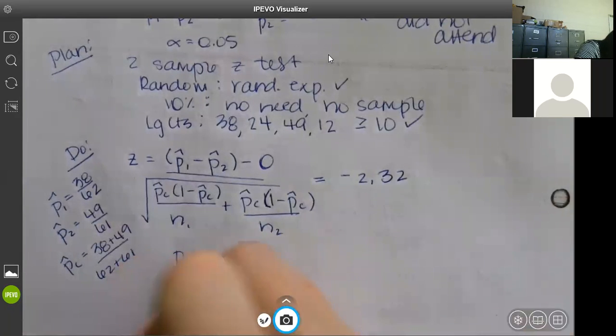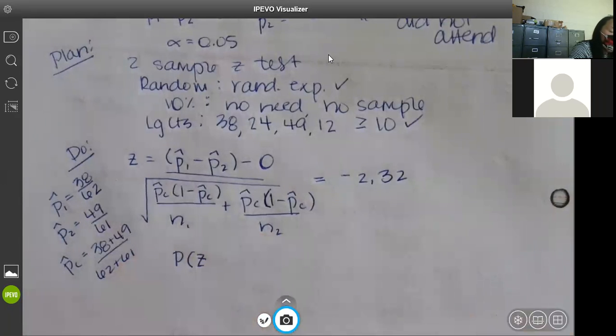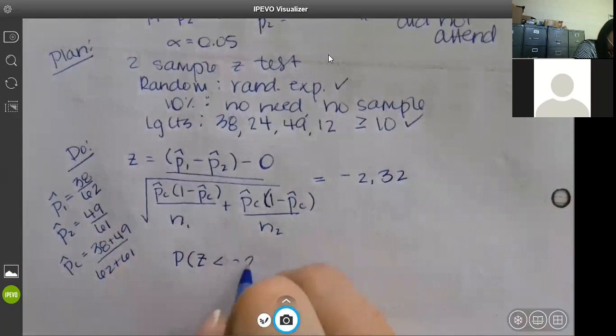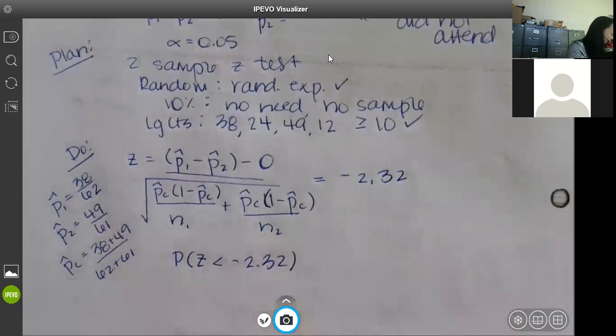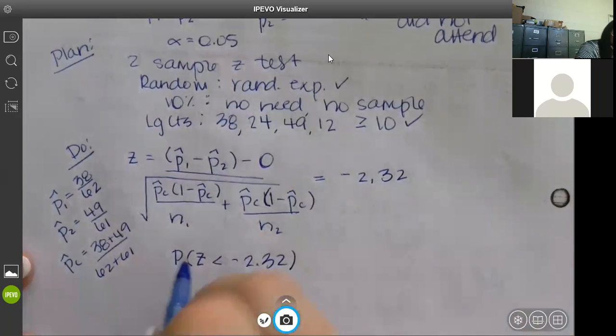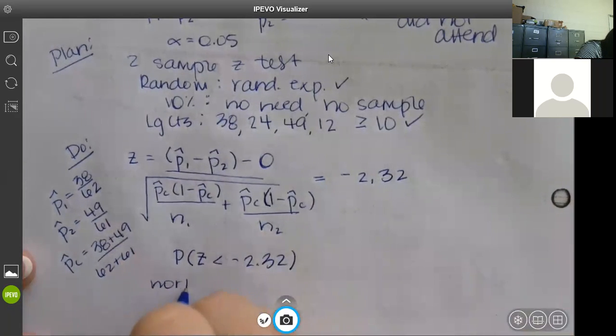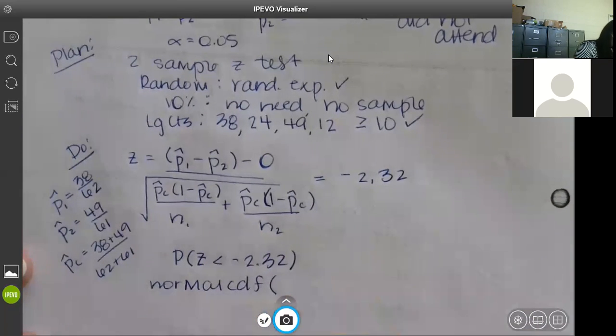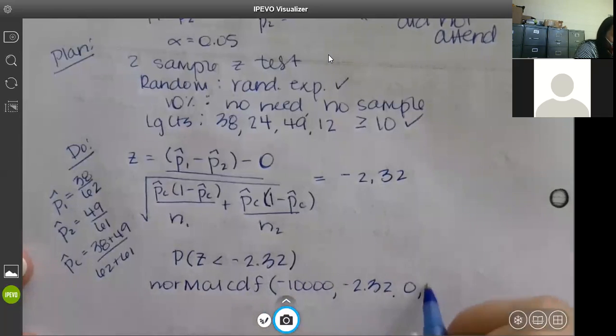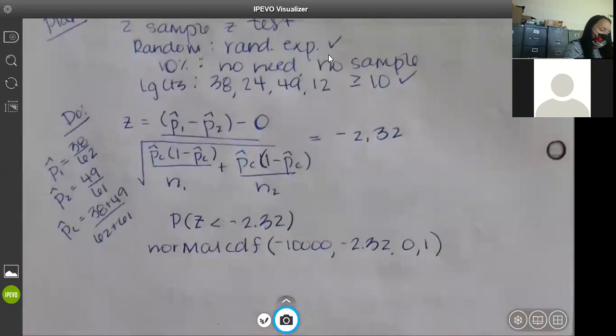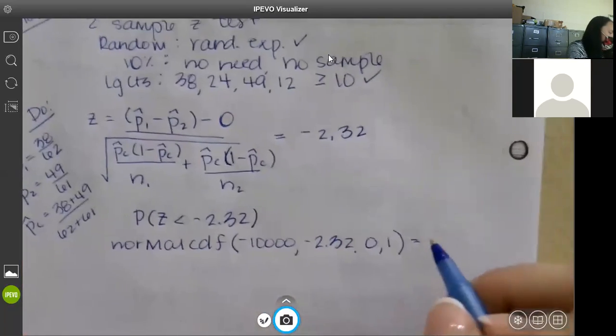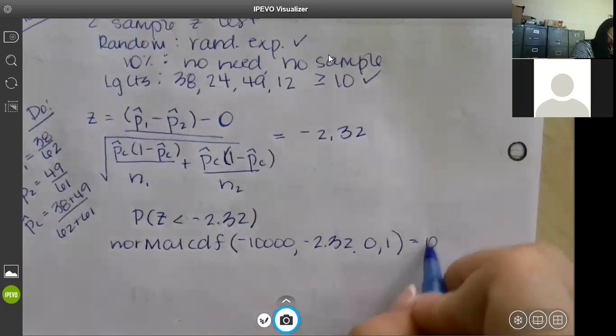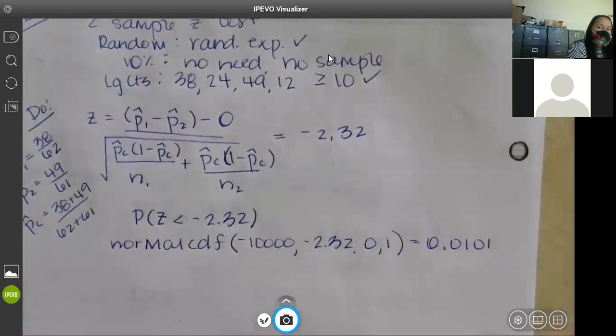We want the probability that Z is less than negative 2.32. So then we do normal CDF. What's your lower? Upper, mean, and standard deviation, which will give you a p-value of 0.0101.